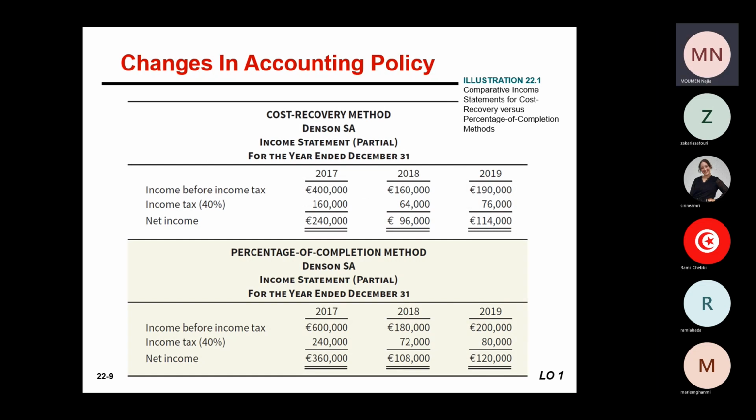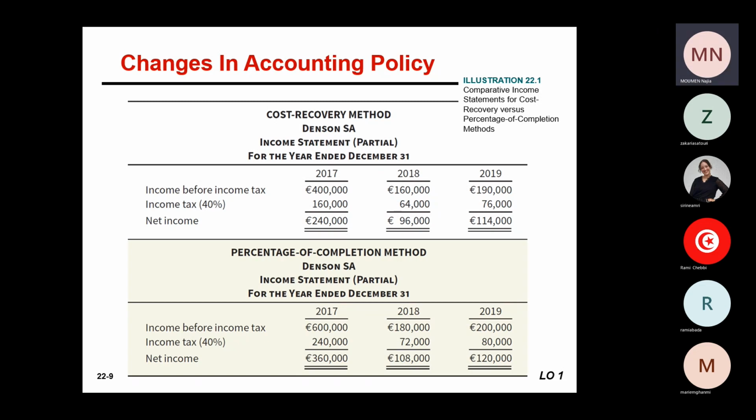So to be able to proceed with this retrospective approach, we need to contrast the effect of the change from the cost recovery to the percentage of completion on the accounting items, whether asset, liability, or income, etc. Because here we're talking about accounting for revenues, it's more likely that we'll be talking about the income statement. So that's a partial income statement for the year ended December 31, 2019.